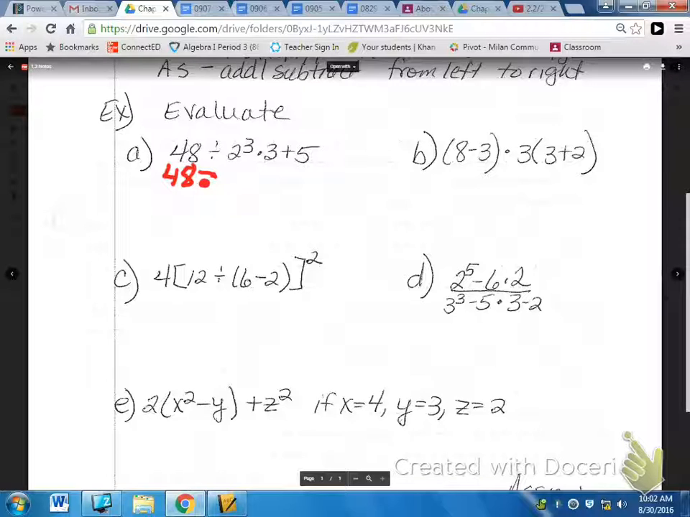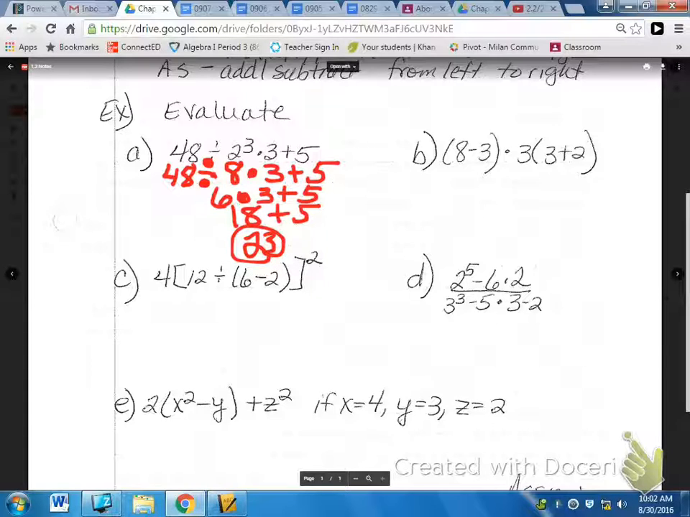Okay, so 48 divided by 2 cubed, then you go ahead and do 8, and write the rest of the problem. Okay, so we've taken care of exponents. Now multiply and divide from left to right. It's going to be 6. You've got to do that division first, and you put in 6. Next, that's going to be 18 plus 5. And then finally 23. So all of those steps are required for your work.